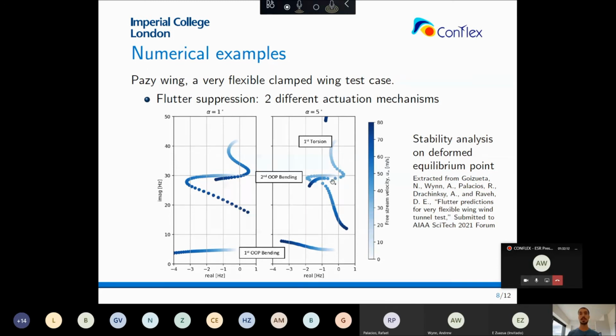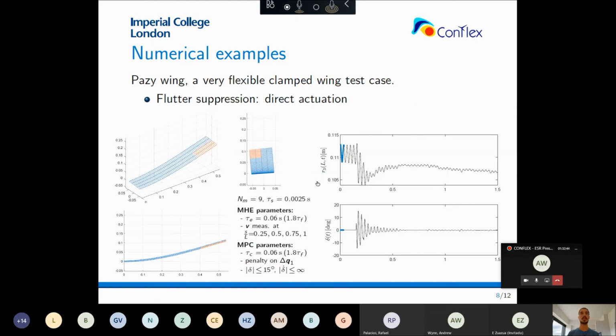So this graph can also be interpreted as a stability analysis, instead of velocity, versus deformation. Because every point is a nonlinear equilibrium point, as we have more velocity, we have more deformation. So we see that for certain levels of deformation the wing is stable and there is no flutter. We will take that into account to understand how the controller works for some cases.